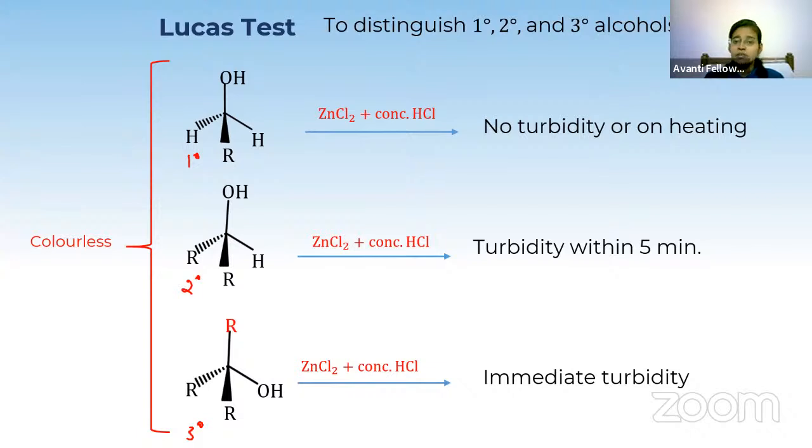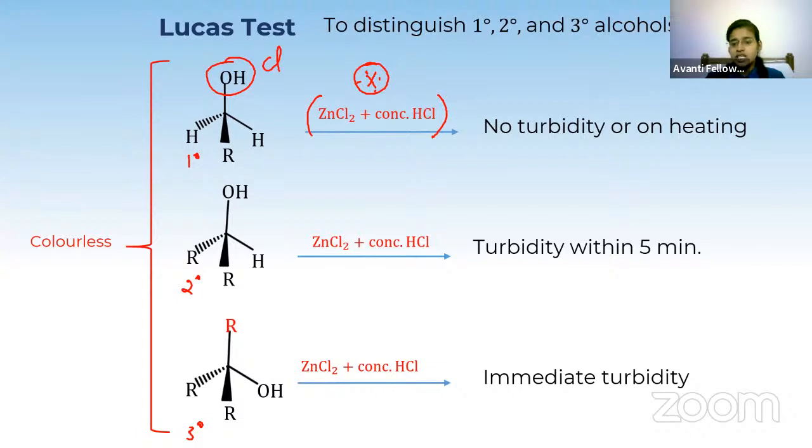This is very, very important. The Lucas reagent is very, very important. Zinc chloride and concentrated HCl. So basically this OH will be replaced by chlorine in the product. That is the reaction. And test means there should be some indication, right? So if you are looking with our eyes, we should be able to distinguish something, some color change or turbidity formation or precipitation. So such kind of things should be there.